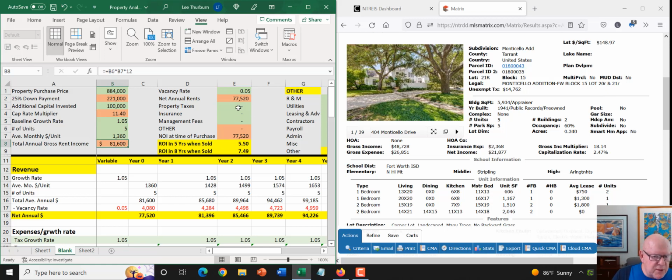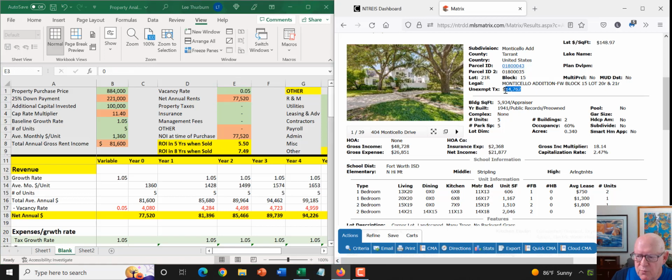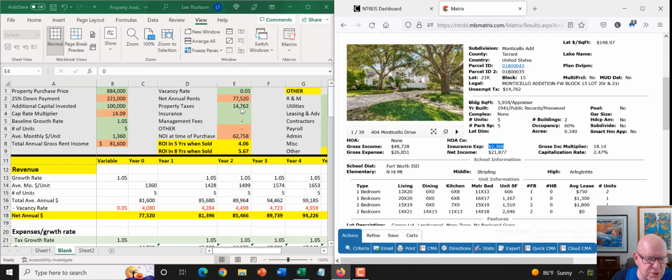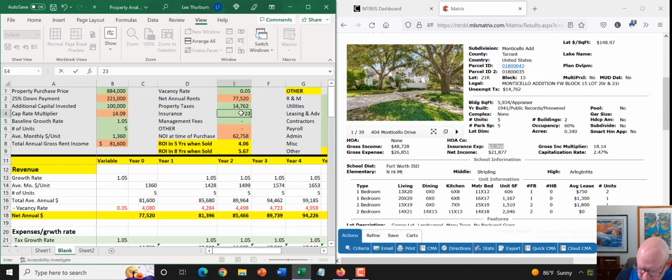Okay, so the next thing we want to do is put in a vacancy rate of 5% as kind of a default. That's a reasonable vacancy rate. Property taxes, over here we see property taxes of $14,762, so $14,762. Insurance, here we have an insurance amount of $2,368, so $2,368.